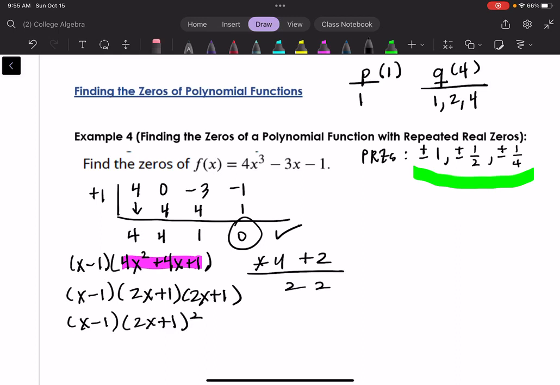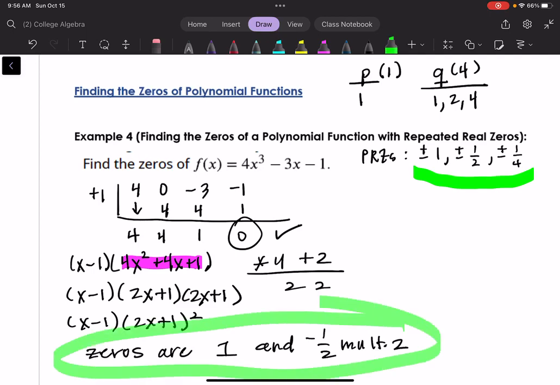So from this, we can determine that the zeros are positive 1, and then we have negative 1/2 with a multiplicity of 2. And we're all done with that one.